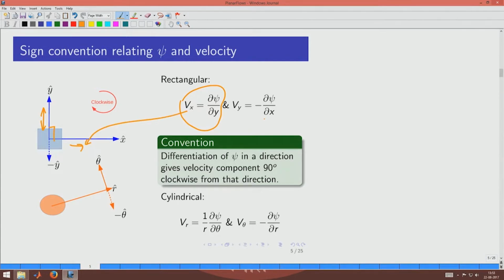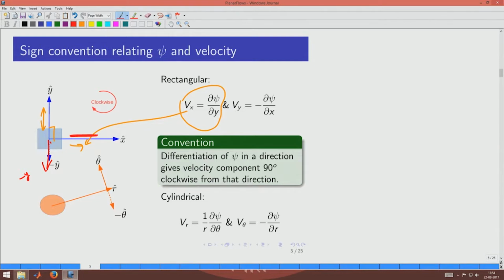And you can see in the second expression, the same thing is valid. You are differentiating with respect to x, which means that you are differentiating in this direction, and then 90 degrees away will be this direction, which is actually the minus y direction, and so this will be giving velocity in the minus y direction, and that is why there is a minus symbol here. This is the convention that is used, so that in any other coordinate system, if you want to define the velocity components and you follow this convention, then the sense of psi that we use will be the same in all the coordinate systems.